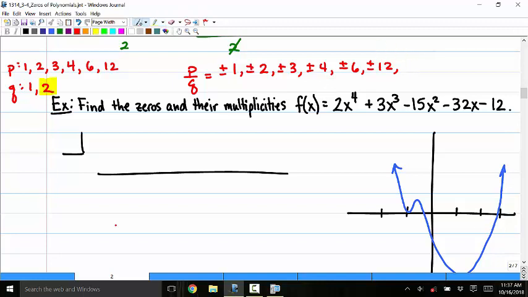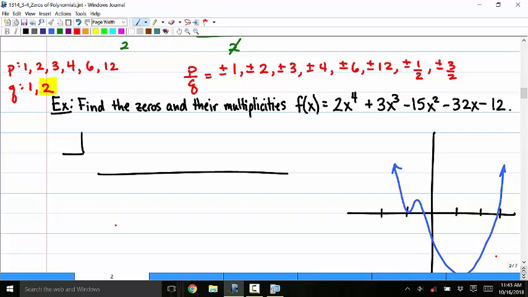What list do I get? 1/2. Let me keep going and then I'll pause and fix everything. 1/2. 2 over 2 is 1. 3/2. 4 over 2 is 2. 6 over 2 is 3. And 12 over 2 is 6. So there's my list of all possible.